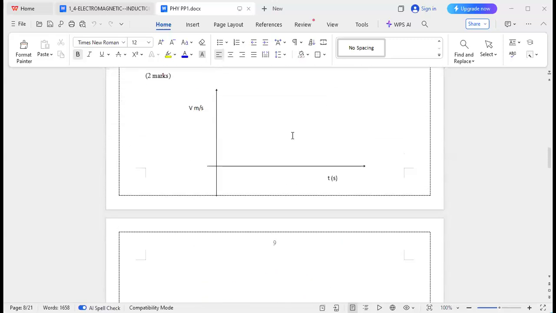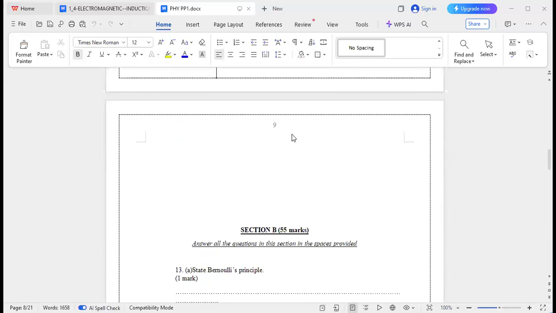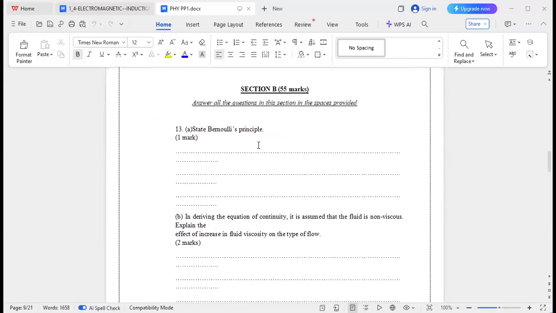Any question in section A? We move to section B. Section B, 13A, state Bernoulli's principle.